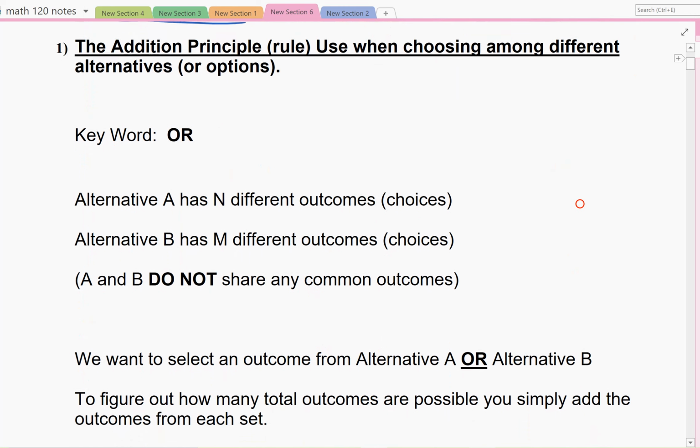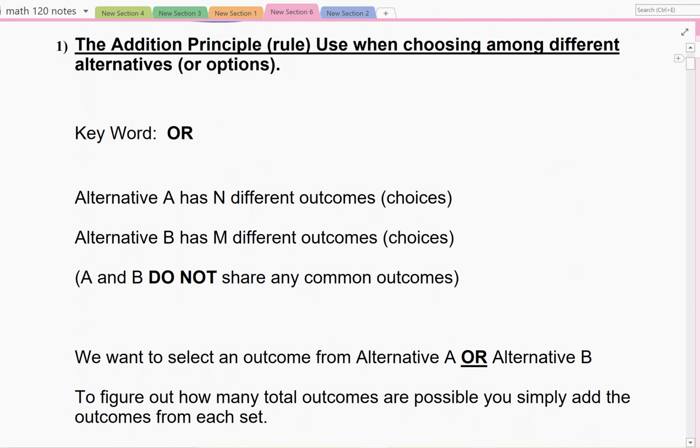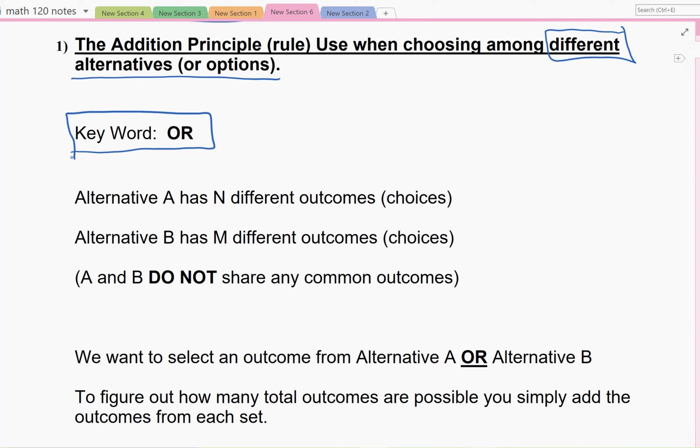So the first principle in 6.3 is the addition principle. It's when choosing among different alternatives or options, different groups. And that's the key, when choosing among different. The key word is or. When we're in an application, if I can say I'm going to pick from this group or this different group, that's when we use the addition principle.